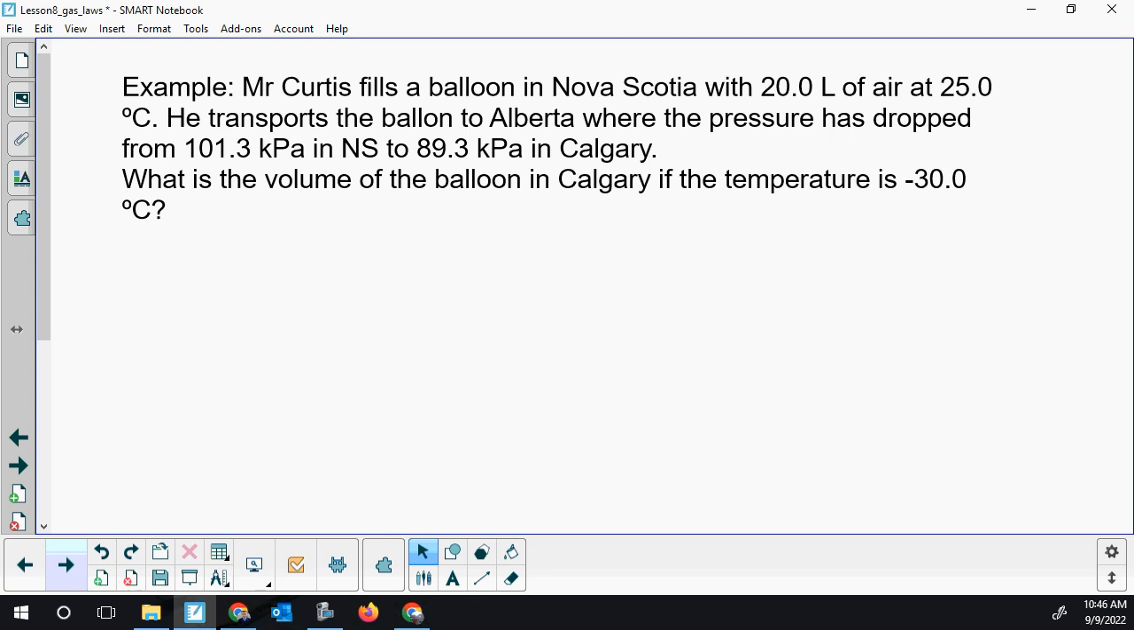So I fill a balloon in Nova Scotia with 20 liters of air. So 80% nitrogen, 20% oxygen. I do it at 25 degrees Celsius. I take this balloon to Alberta, where the pressure has dropped from pretty much atmospheric, 1 atmosphere or 101.3 kilopascals in Nova Scotia, to 89.3 in Calgary. These are all pretty reasonable numbers. I'm wondering, what is the volume of my balloon in Calgary? And I did this in winter. It's minus 30. I'm freezing in Calgary.